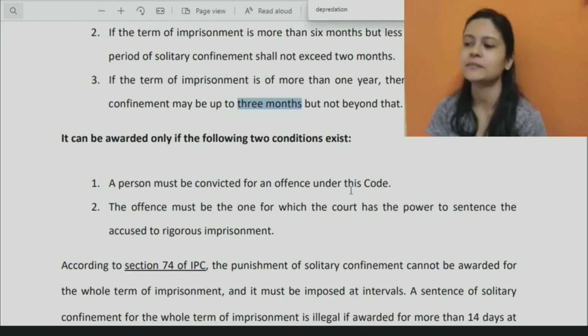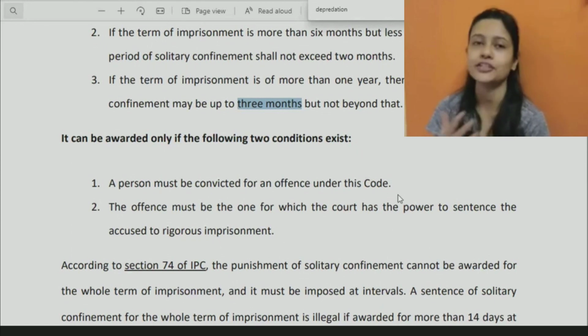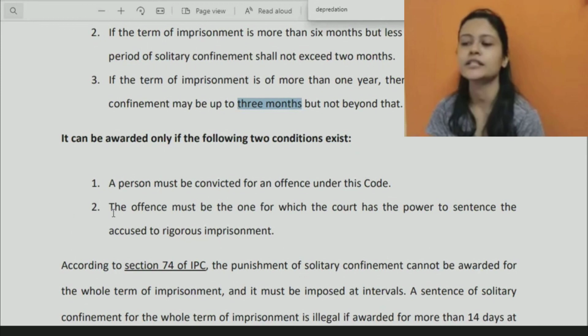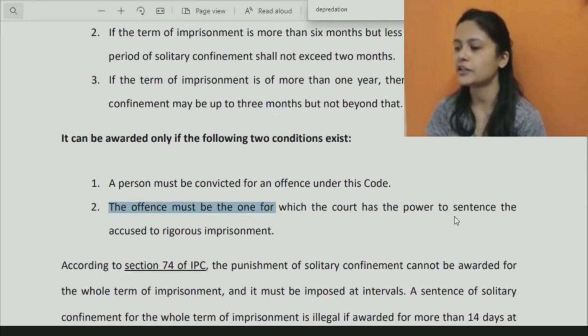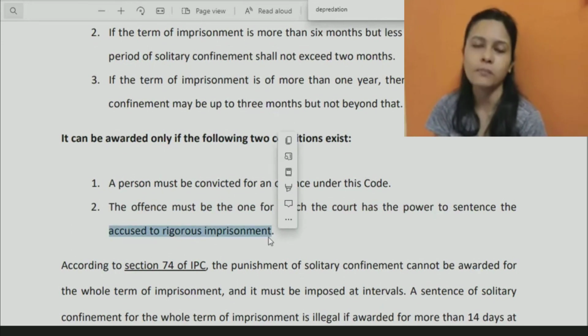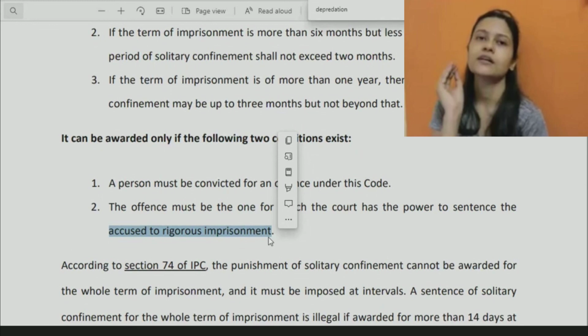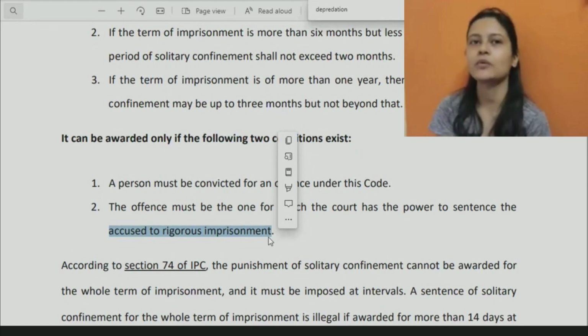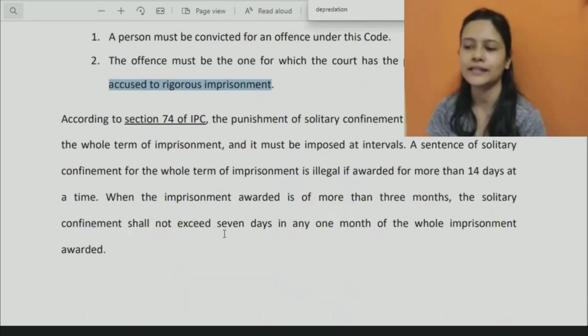Solitary confinement can be given only if a person is convicted for an offense mentioned under IPC. If a person is found guilty of violating the provisions of the Indian Penal Code, there only solitary confinement is applicable. Plus, this offense must be one for which the court has the power to sentence the accused to rigorous imprisonment. In case of simple imprisonment, solitary confinement will not be applicable. It will be only for rigorous imprisonment, plus for conviction under the Indian Penal Code, it can be provided and not otherwise.